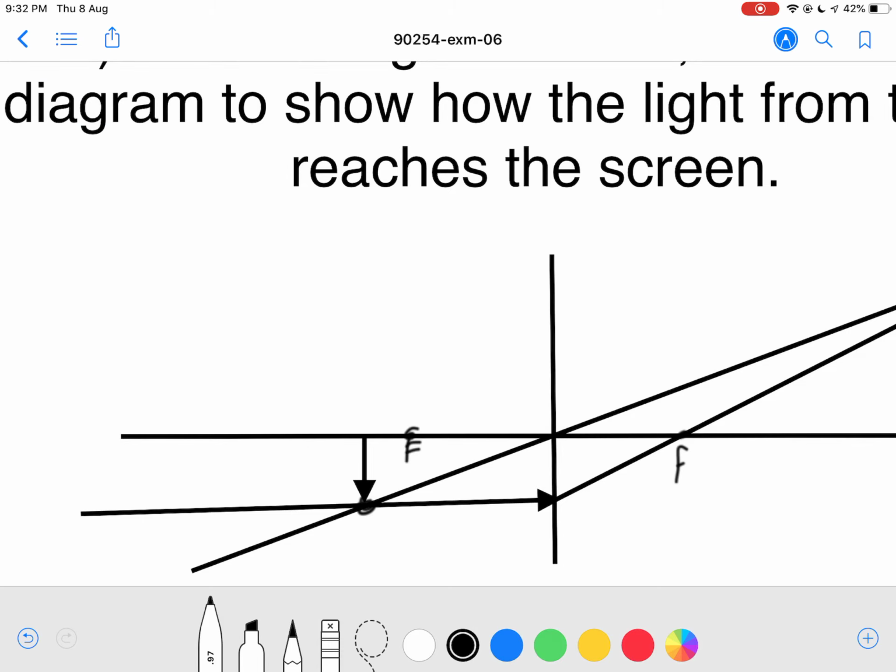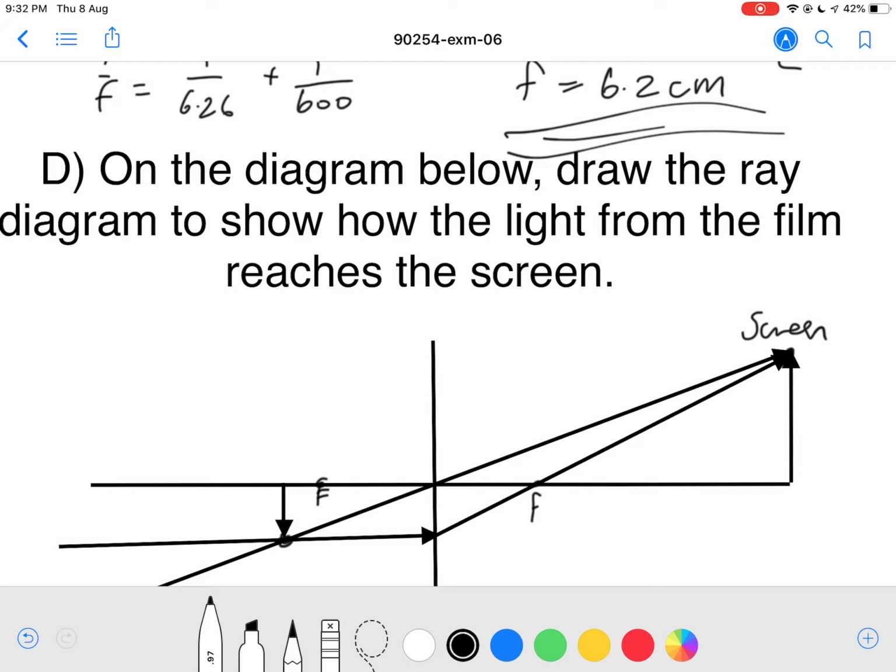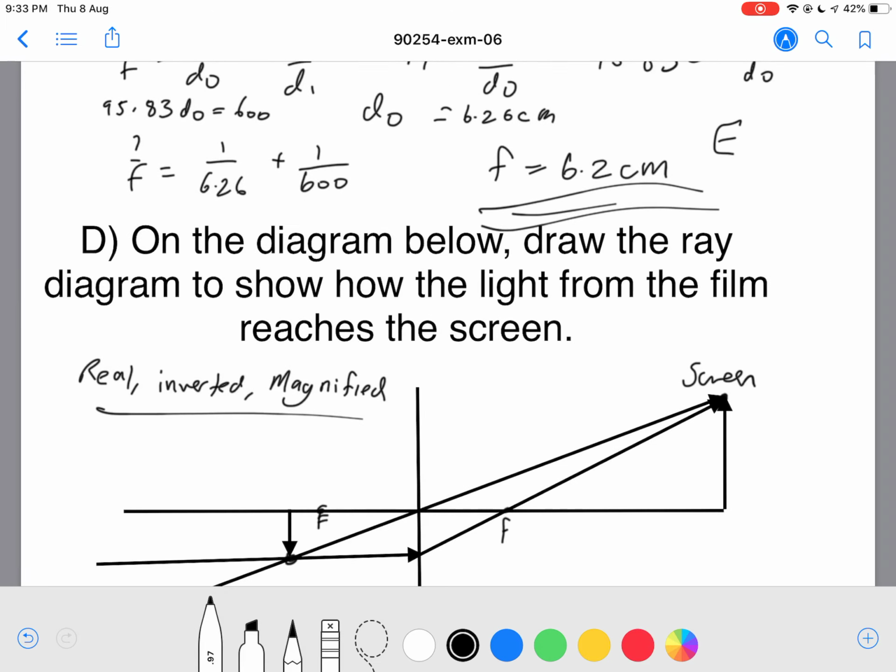And you have to note down the nature of the image as well. So the nature of the image, as you can see, is real. It's inverted. Why is it inverted? The object was upright and the image is flipped, so it switched polarities. Therefore, it is inverted. And it's also magnified. The image is bigger than the object. And this question was a merit point. You get a merit point for a correct ray diagram and correct nature of the image.